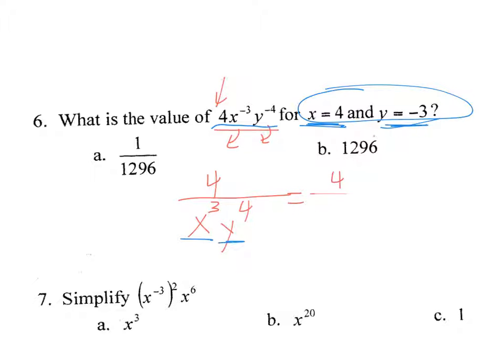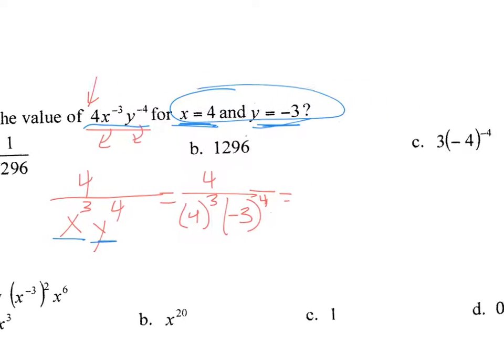4 on top still. Instead of x, I'm going to write 4. And when I plug in, I like to plug in with parentheses. You should too. Plug in y, negative, oh my gosh. Even big kids make mistakes. Negative 3, I'm plugging that in. Now I'm dealing with just numbers, and I can do order of operations here.